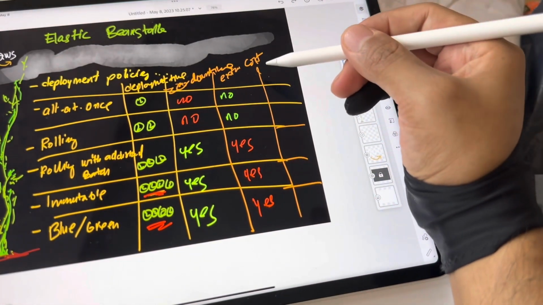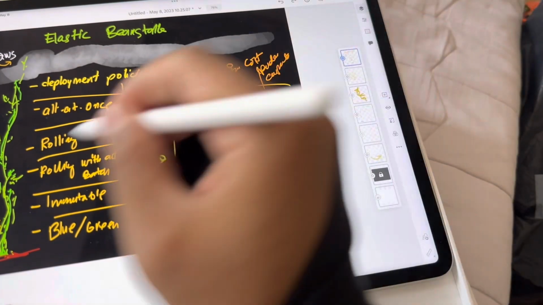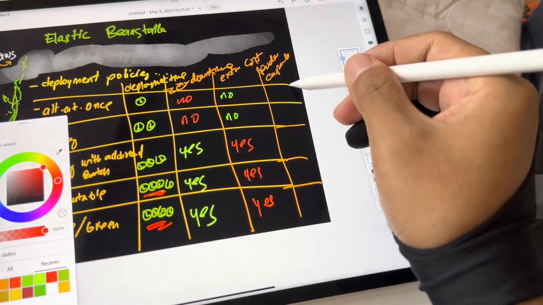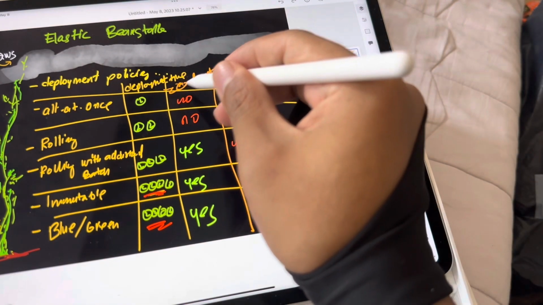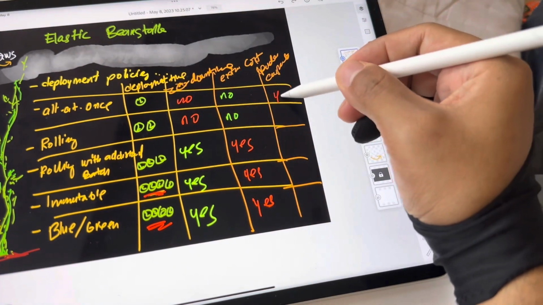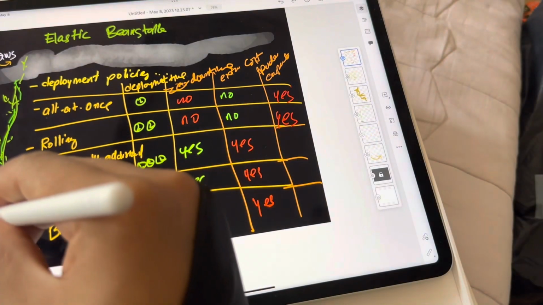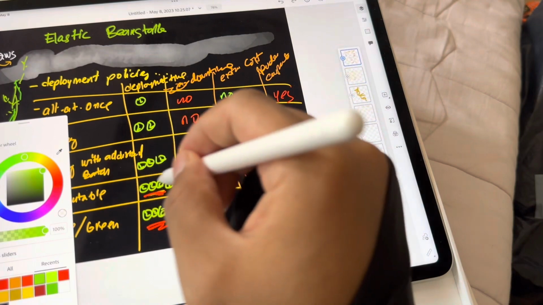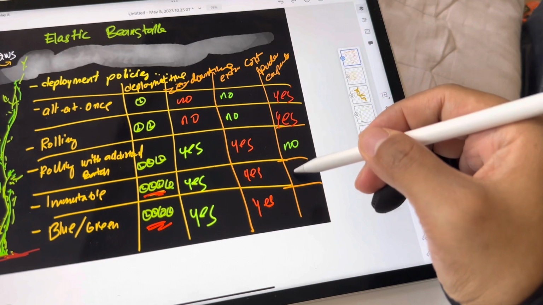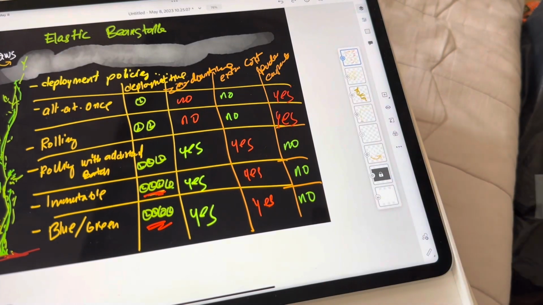And for the reduced capacity, here because there is zero downtime. There is zero downtime for all at once. Yes, there is reduced capacity. Same for rolling. Yes, there is reduced capacity. But for rolling with additional batch, no, there is no reduced capacity. Immutable, there is no reduced capacity also. And for blue green, there is no reduced capacity.